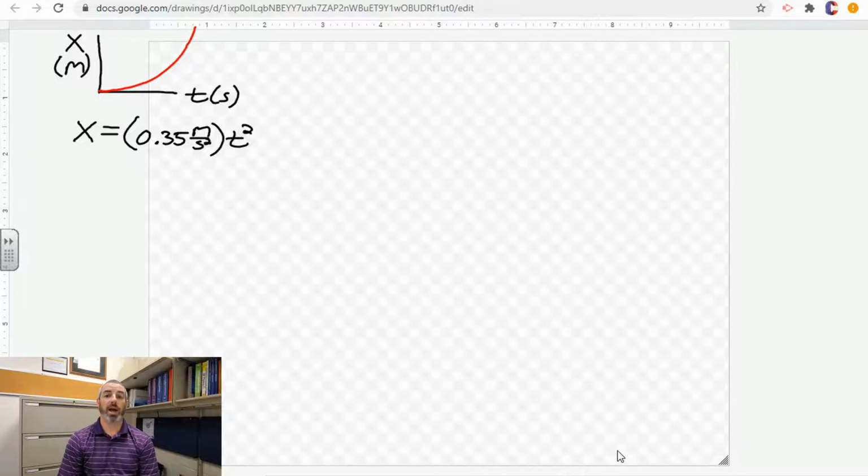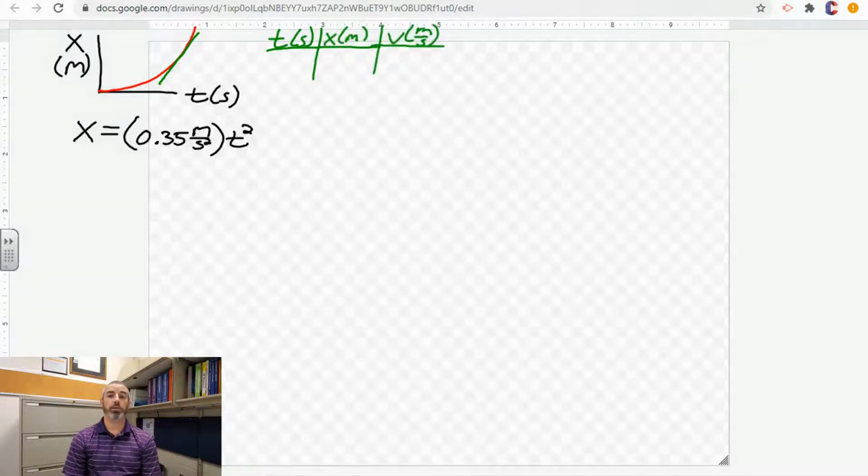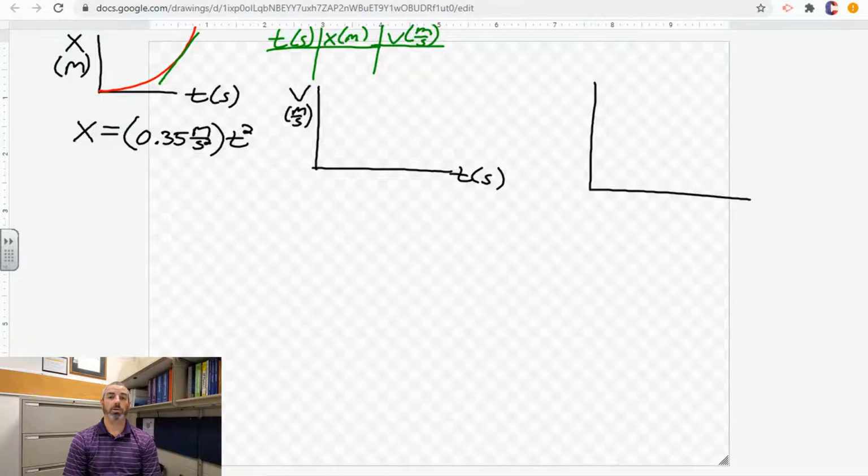From this graph and data, we collected velocity data by finding the slopes of all these individual tangent lines along the individual times that we had for each position. So we had a data table of time in seconds, position in meters, and velocity in meters per second. From this, we created a velocity time graph, and we also created a velocity position graph.